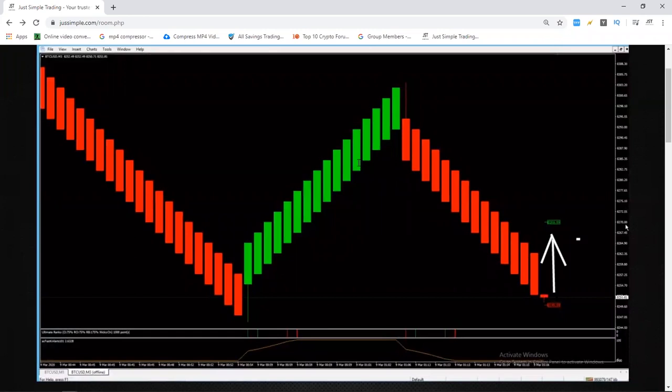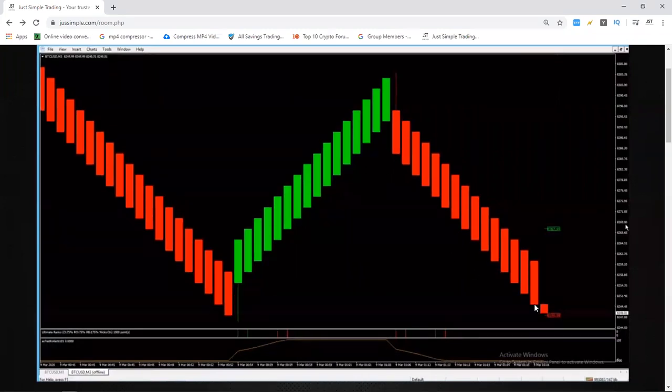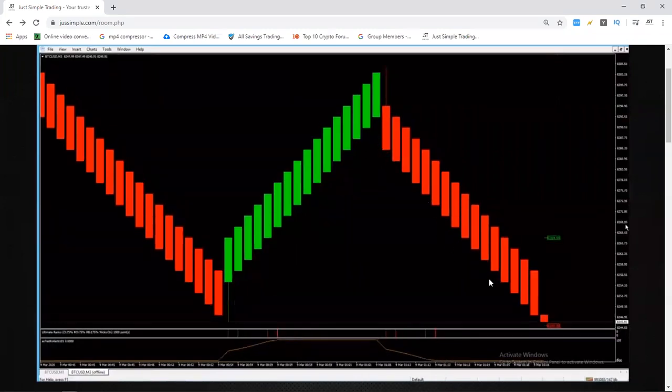Just like this one, the next buy trade will trigger as soon as this candle closes up here and trends upward or goes to stop loss. This was an amazing sell trade. We would have made so much more money on this trade.